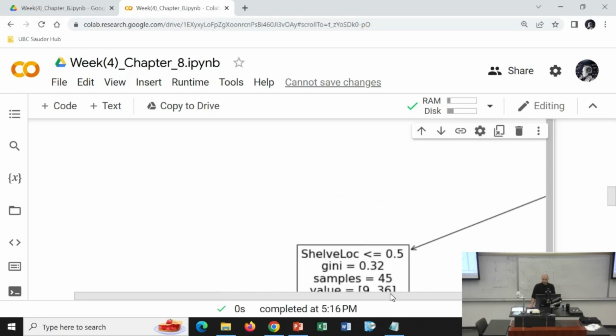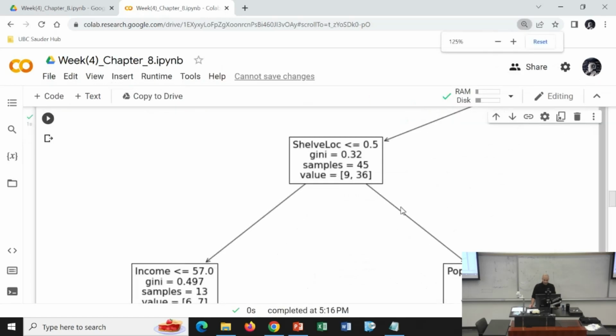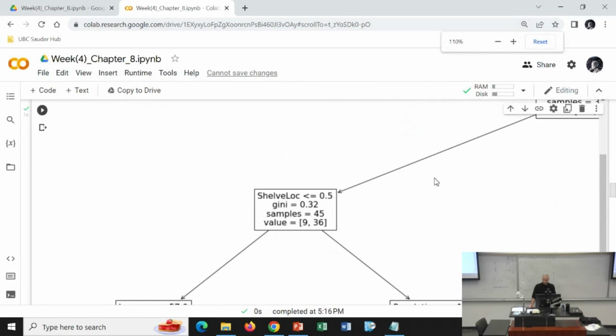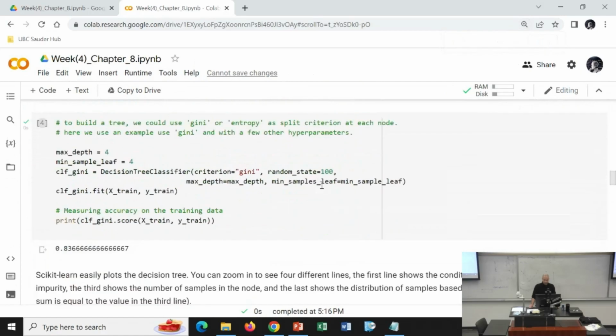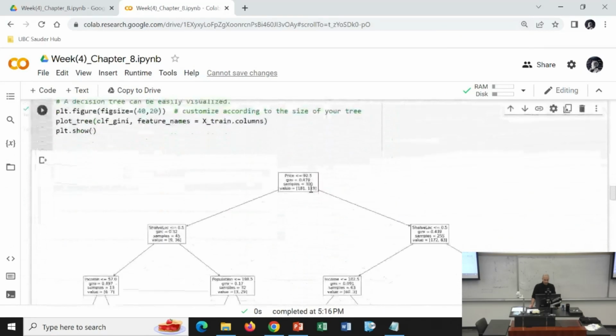At the beginning, the Gini impurity here is 0.47. I told you that for binary classification, 0.5 is the largest value of Gini impurity. So at the beginning, our classifier is totally clueless. It cannot make a distinction.